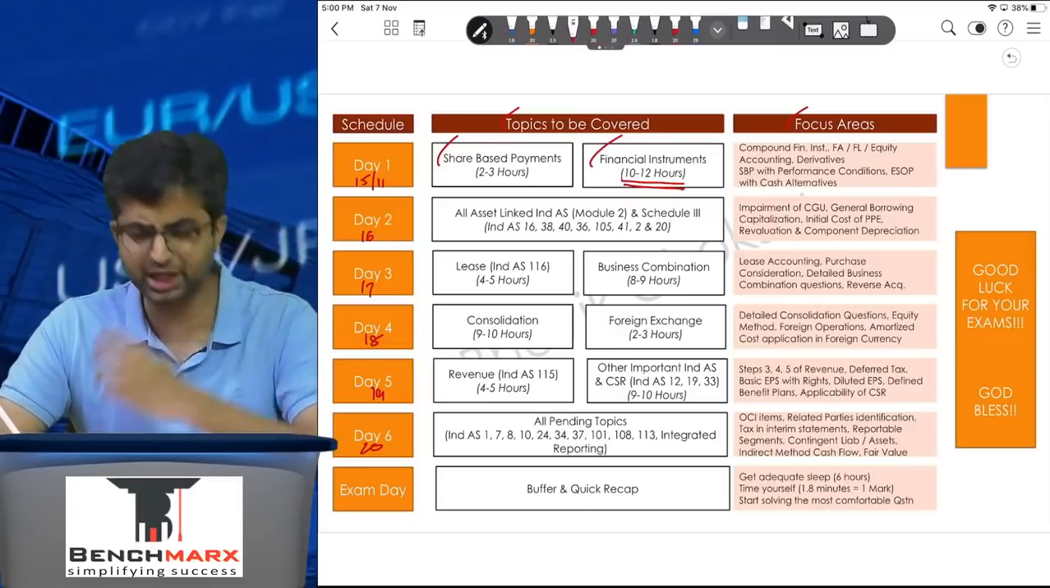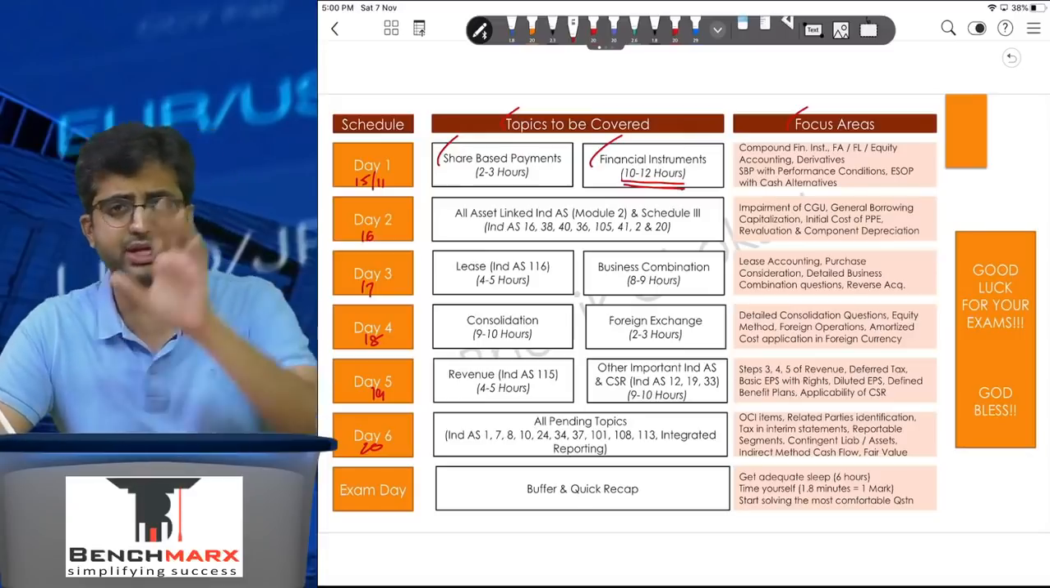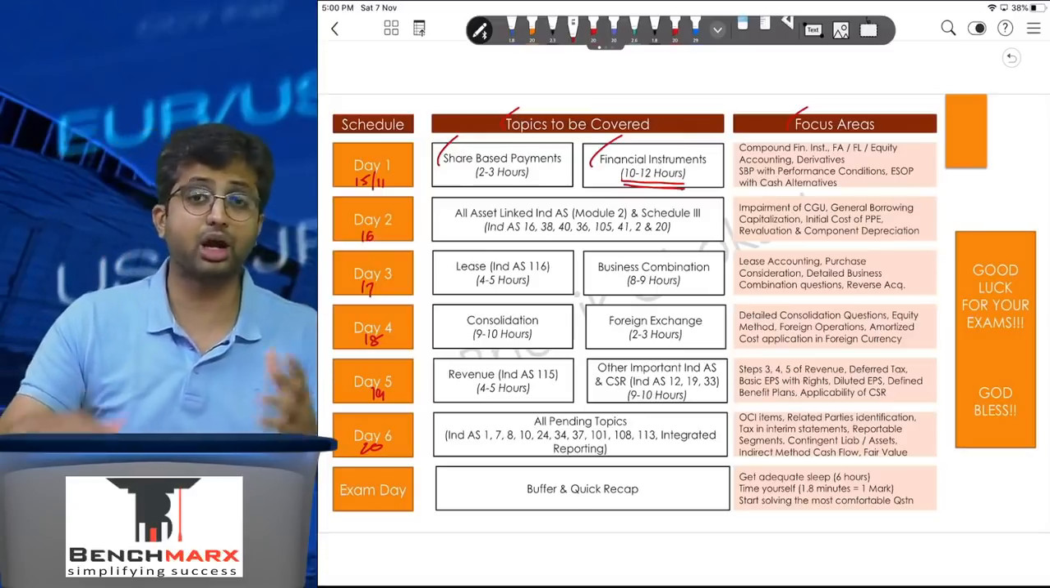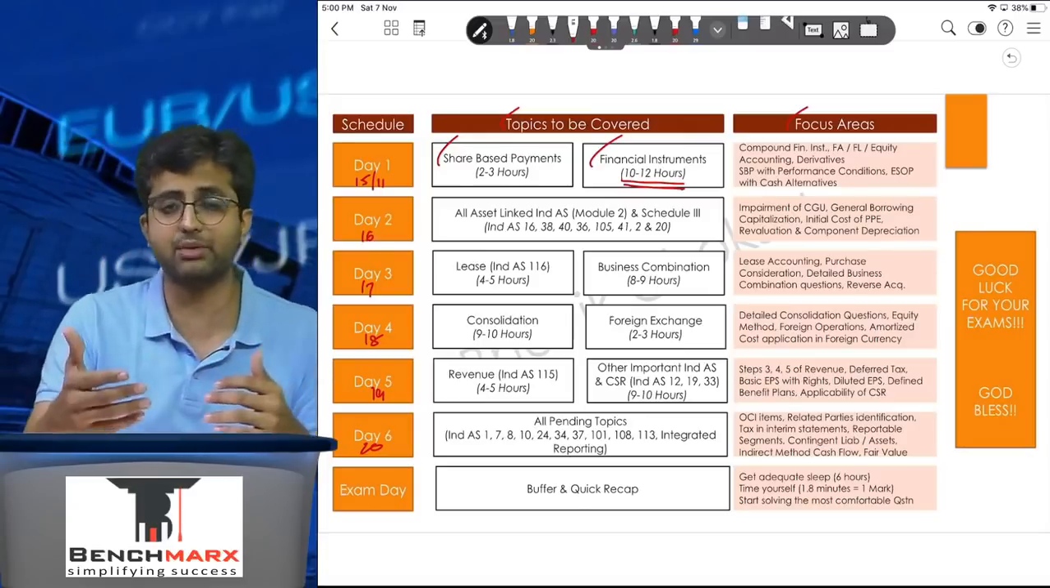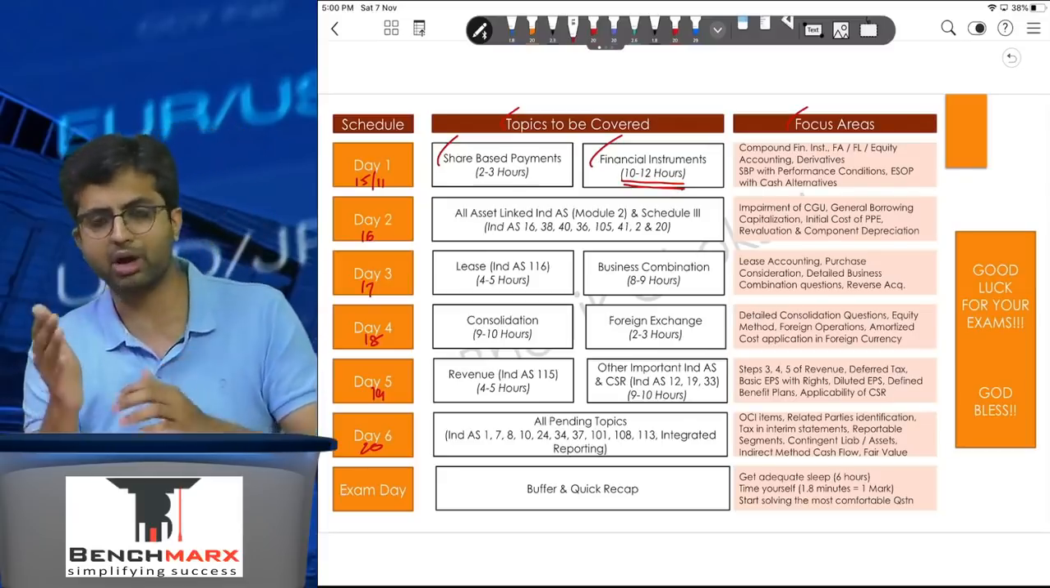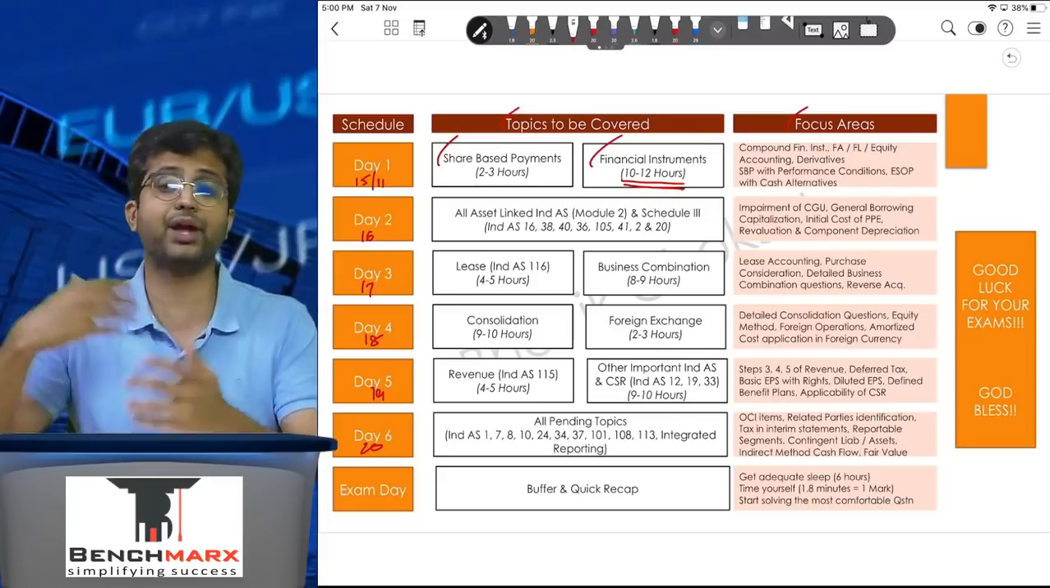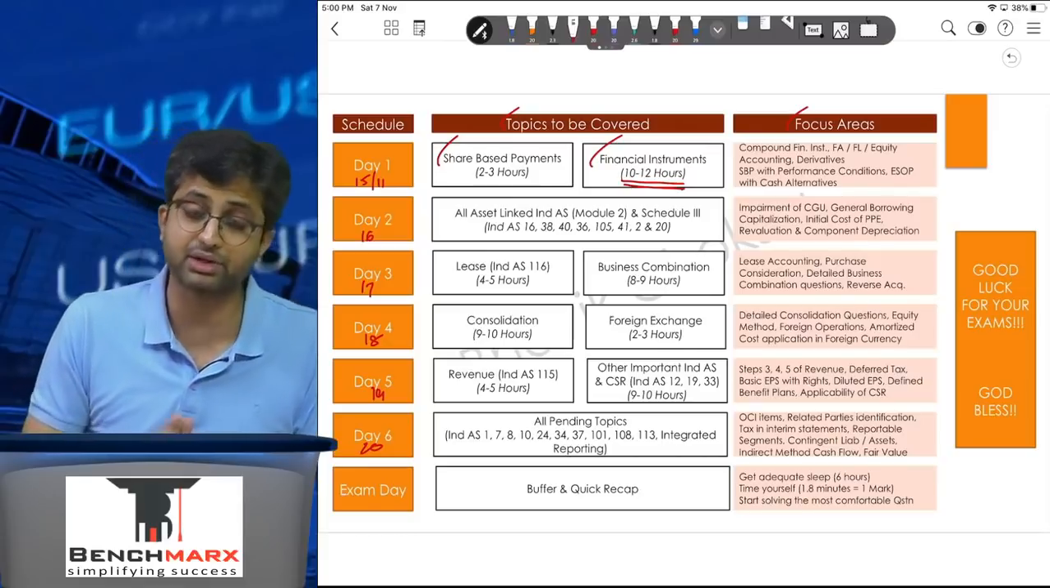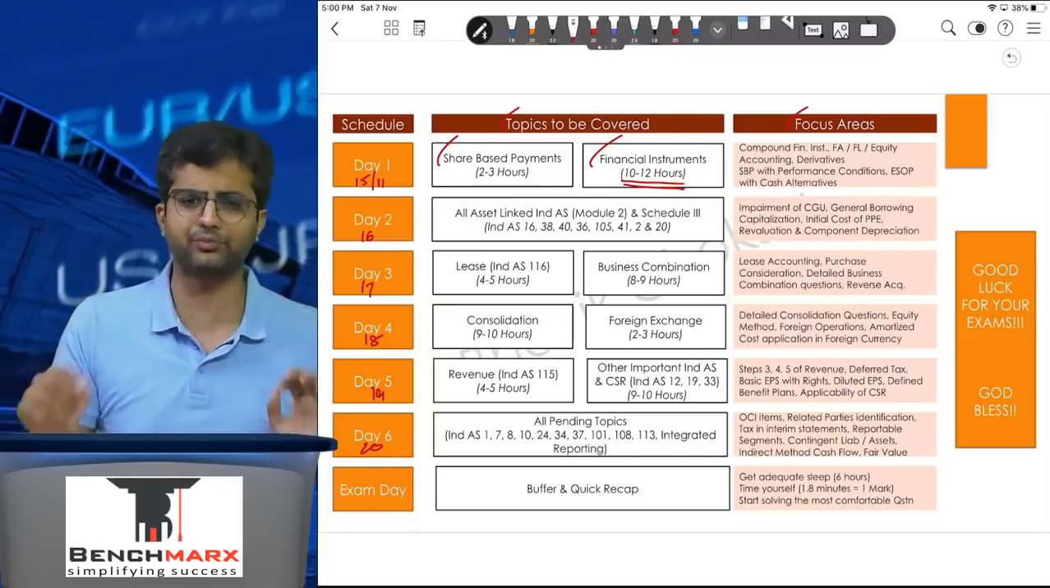In terms of your focus areas, compound financial instruments are very important. Apart from that, accounting for financial assets and liabilities, the amortized cost at market rates, off market rates, fair value through profit and loss, other comprehensive income, all of these are very important, and the accounting for derivatives.